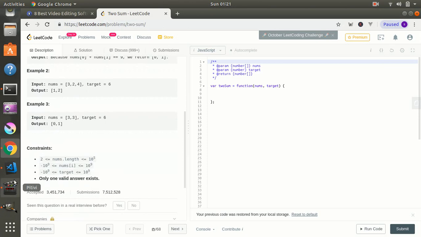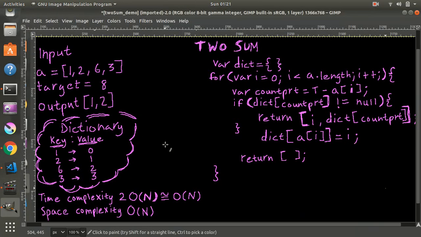Now, I'd like to demonstrate my approach. So I want to start by looking at an example array. I have an array here, A, I'm calling it. I have 4 numbers, and my target is 8. And my output is the index of the two numbers adding up to my 8. In this case, 2 and 6 would add up to 8, so I would return the second index and the third index, which is 1 and 2.